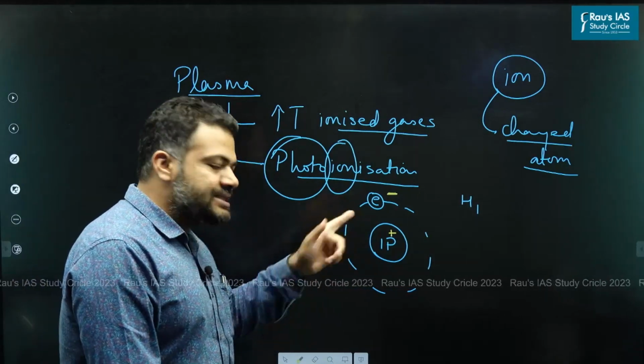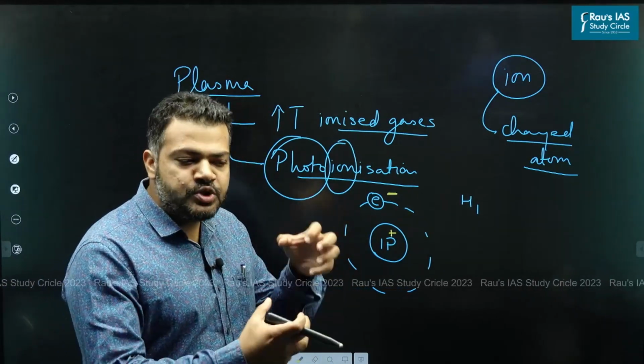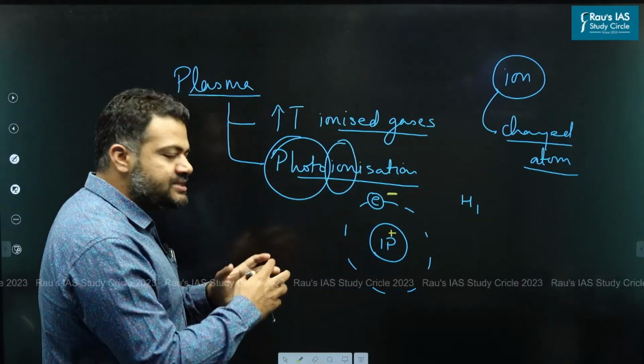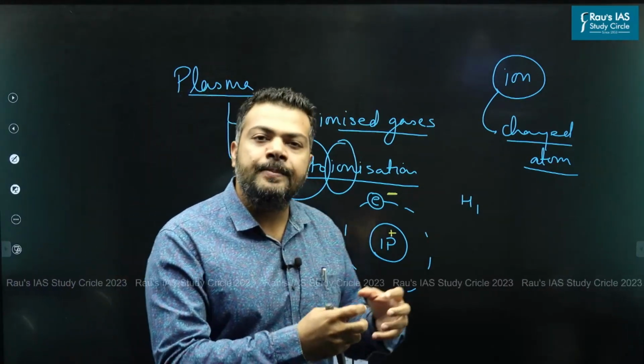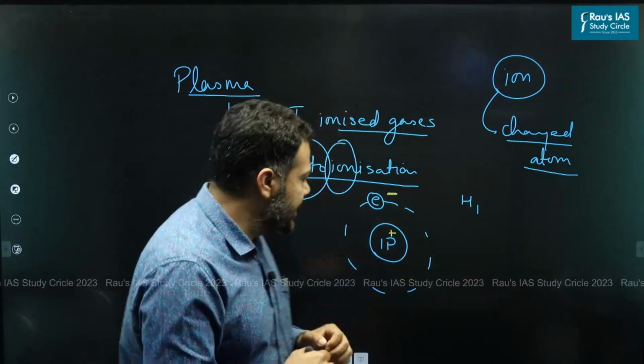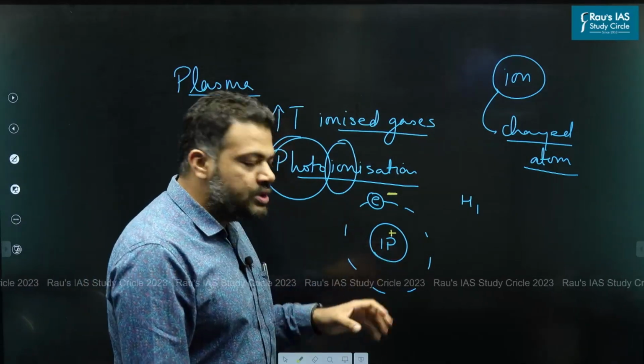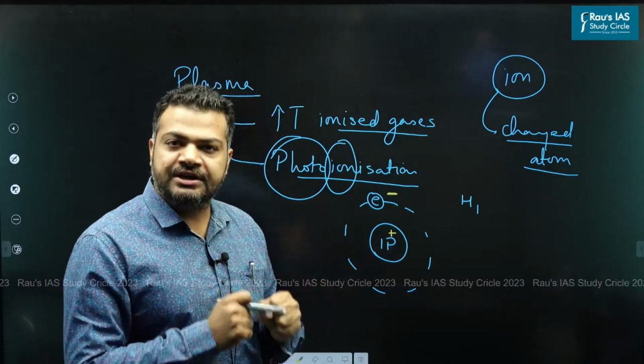Now between this negative and positive, there happens to be a strong force of attraction, guys, and this attraction is basically caused due to electromagnetic attraction, right? We have electromagnetic attraction between the electron and the proton. That's how the hydrogen maintains its integrity.